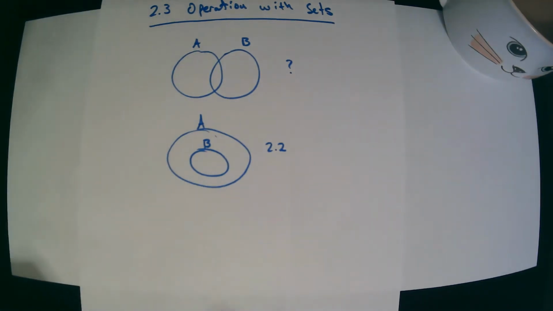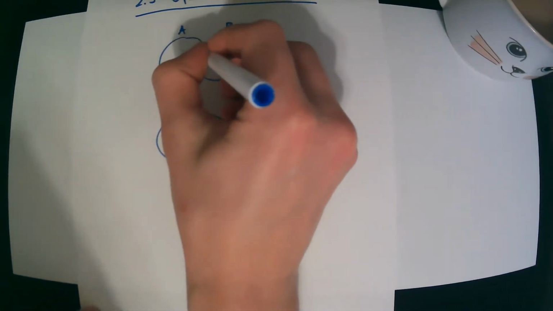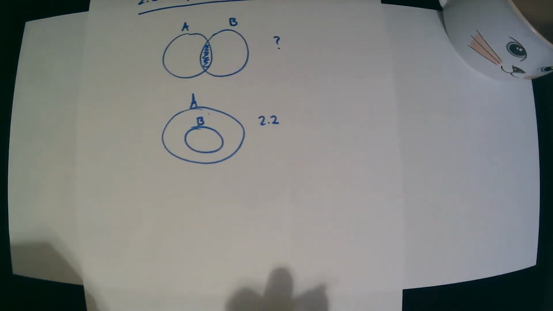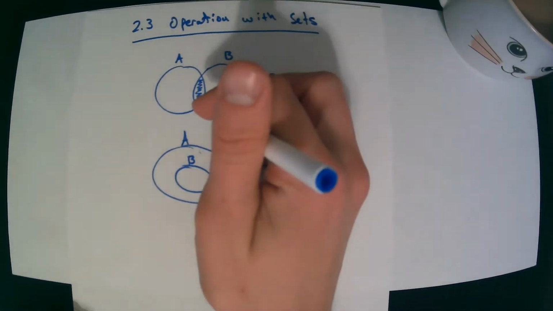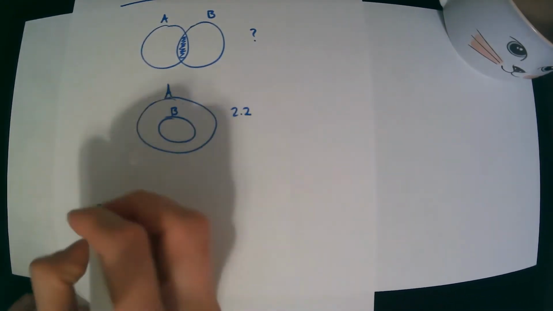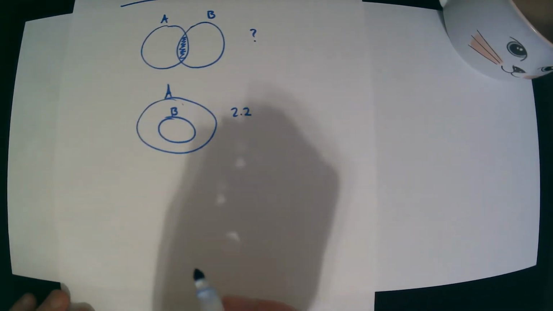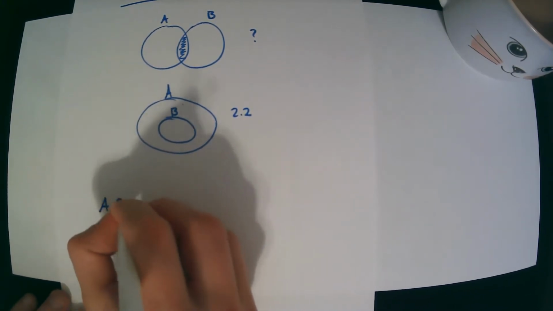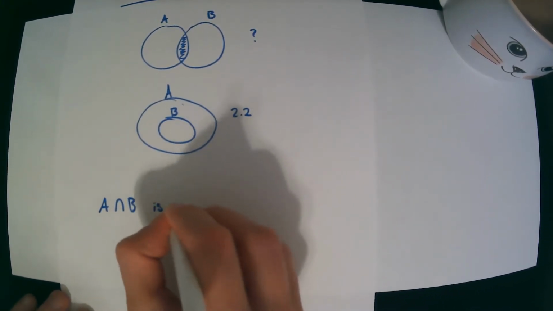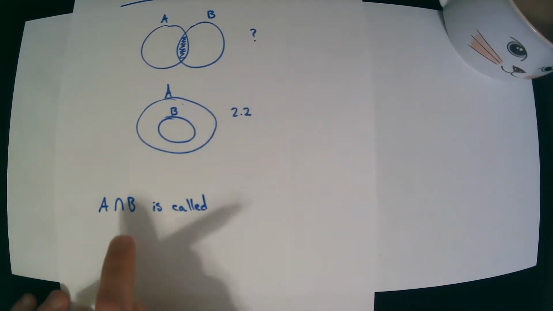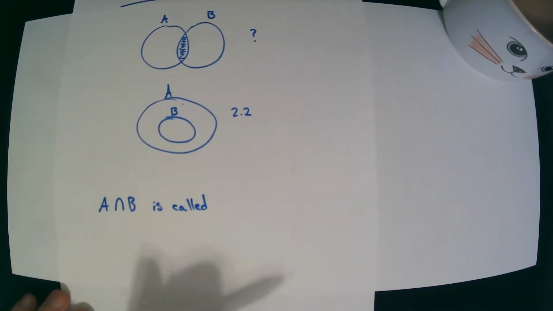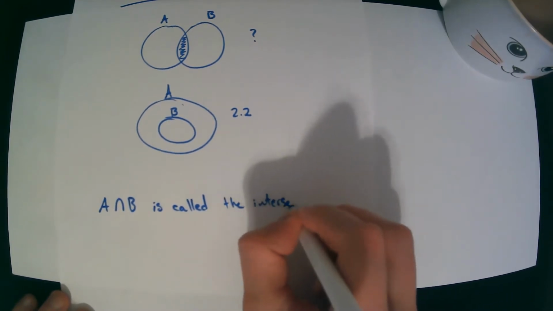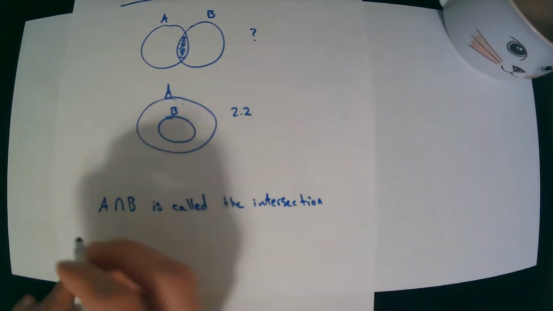Okay, and what we call this area is we actually call it an intersection. We call this area an intersection. And we have a symbol for it. There it is. It's like an upside down capital U. It is called the intersection of A and B.